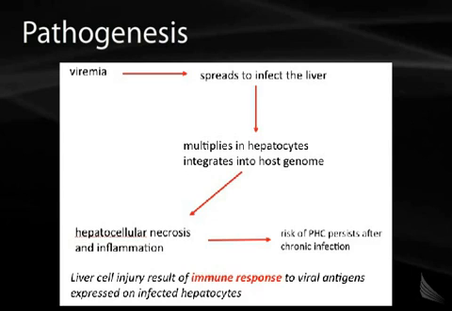Then you get hepatocellular necrosis and inflammation. The risk of primary hepatocellular carcinoma persists after chronic infection. So you get liver cell injury that's a result of immune response to viral antigens expressed on the infected hepatocytes.